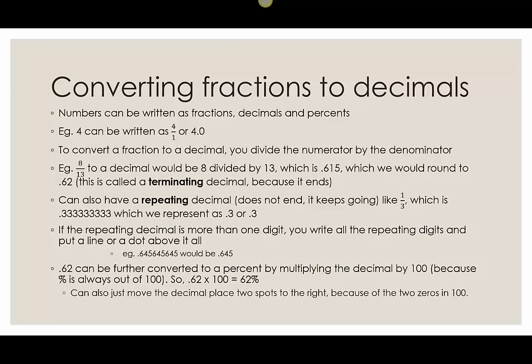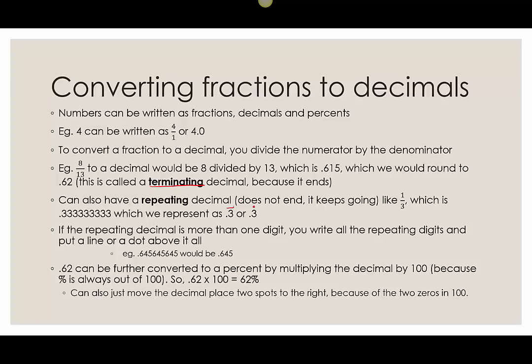So dividing your numerator by your denominator. 8 divided by 13, okay, to a decimal would be 0.615, which we could then round to 0.62. Now remember we talked earlier that when a decimal ends like this, it's called a terminating decimal, okay? Repeating decimals don't end. So 1 divided by 3 gives you 0.333333, which we can represent as 3 with a line over it, or sometimes you'll see it with a dot over it. Okay, you can do whichever one you like.